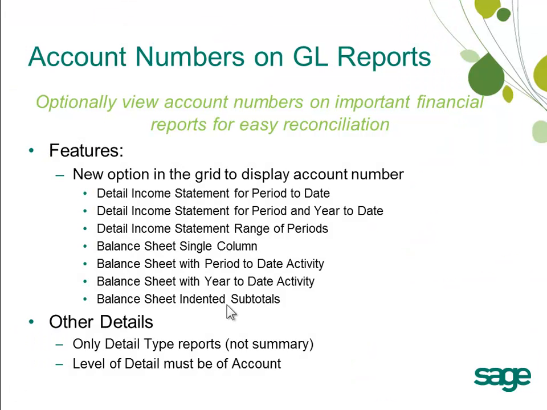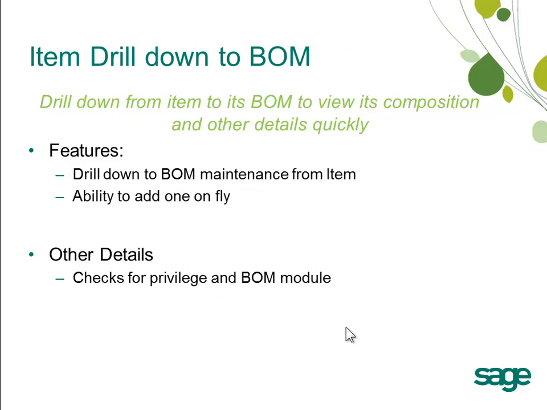Okay, so there's the list of reports that it will appear on. It only shows the detail reports, not the summary versions, and the level of detail must be set to account level of detail. You can't roll up and see account numbers.